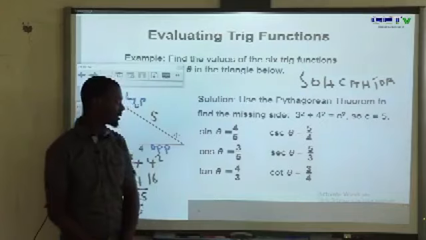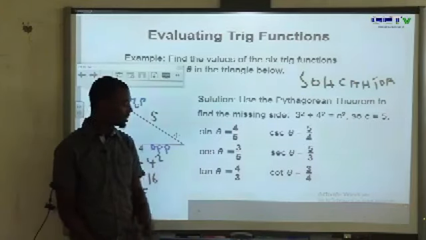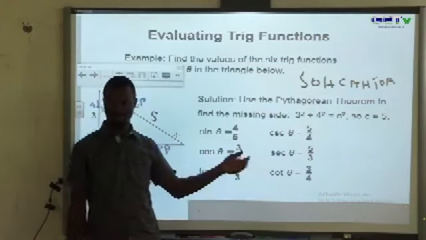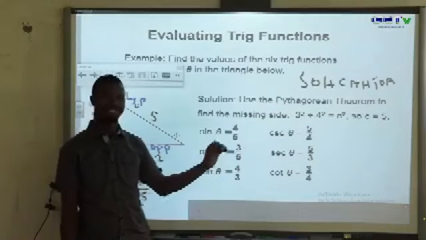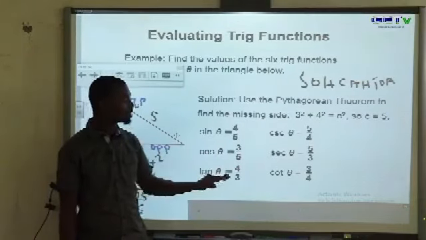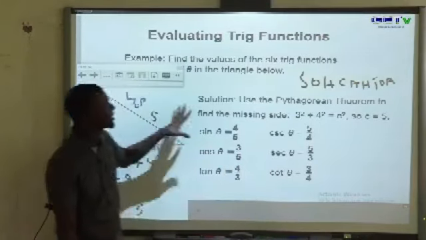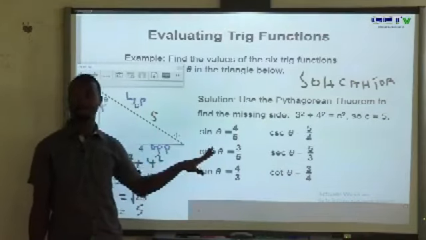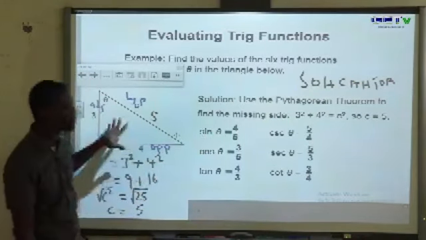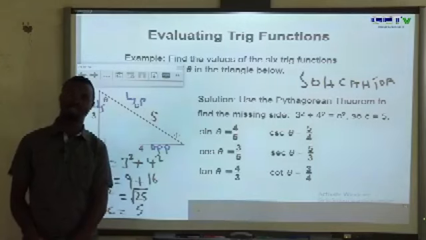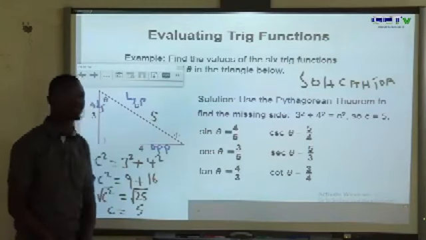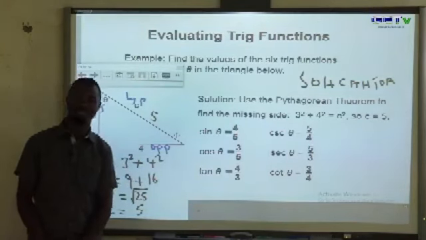Now we go to the last one. Tan theta is 4 over 3 and cot theta is the reciprocal of tan, that is 3 over 4. So this is what we have. These are the 6 trig ratios we are asked to find, trig functions we are asked to find from the diagram we have. So this brings us to the end of the lesson.